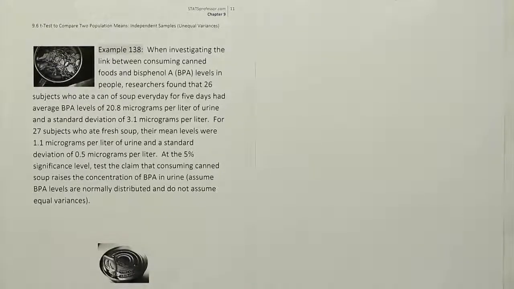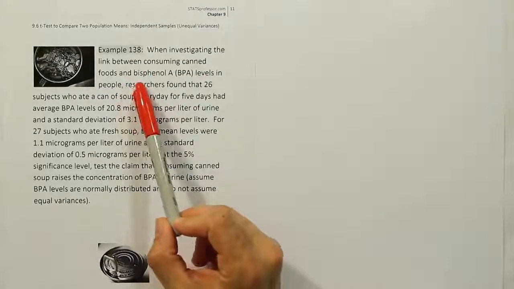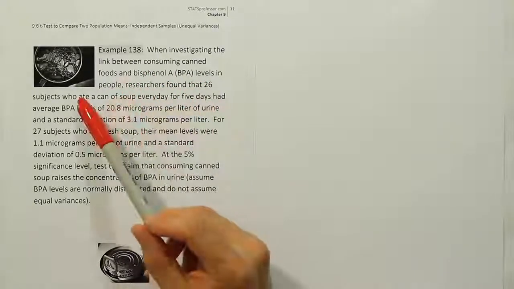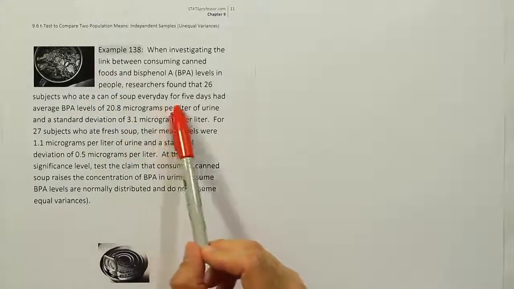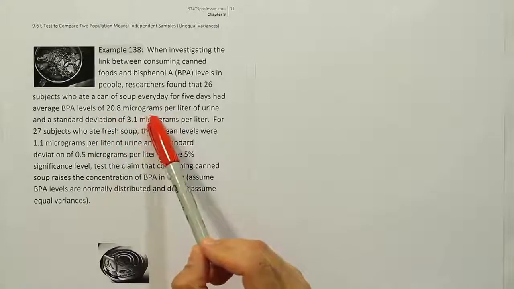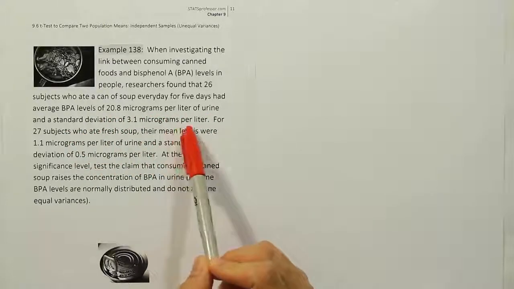Example 138. When investigating the link between consuming canned foods and bisphenol A levels in people, researchers found that 26 subjects who ate a can of soup every day for 5 days had average BPA levels of 20.8 micrograms per liter of urine and a standard deviation of 3.1 micrograms per liter.